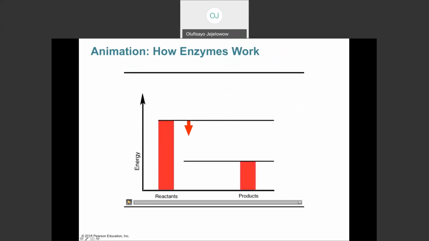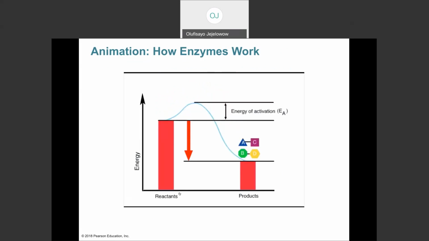Now let's look at how enzymes work. If exergonic reactions occur spontaneously, what keeps molecules from breaking apart and cell chemistry from racing out of control? For any reaction to occur, even a downhill reaction, some energy must be added to get the reaction going. This energy is needed to break bonds in the reactant molecules. The energy needed to start a chemical reaction is called the energy of activation, E sub A. This required energy input represents a barrier that prevents even energy-releasing exergonic reactions from occurring without some added energy.